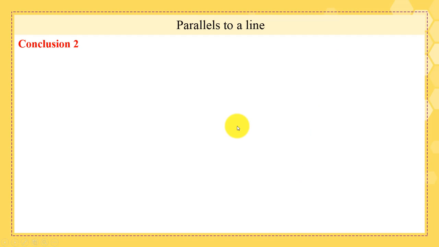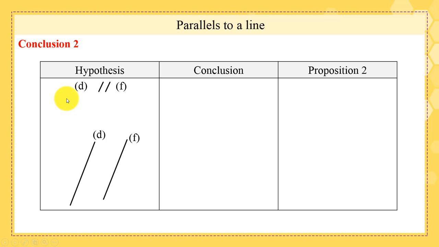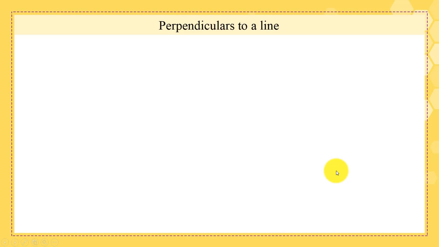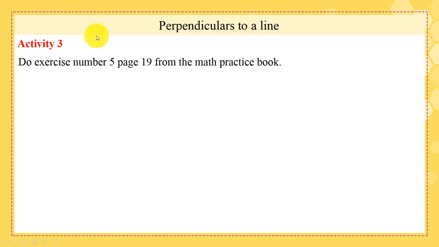Let's observe the conclusion. The hypothesis is that line D is parallel to line F and line M is perpendicular to line F. What can you conclude about line M and line D? They are perpendicular. This is the notation of perpendicular. Let us generalize the second rule. If two lines are parallel, then the perpendicular to one of them is perpendicular to the other. Perpendiculars to a line. It's your turn, dear students. Please pause the video and do exercise number 5, page 19 from the math practice book.